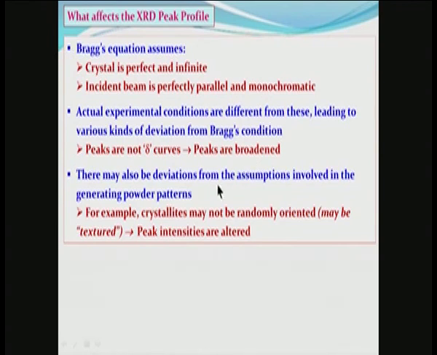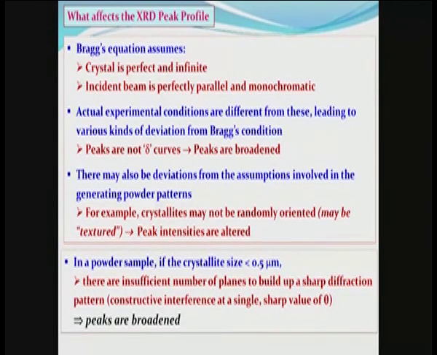There may also be deviations from the assumptions involved in generating the patterns. For example, it is assumed that all the small crystals that comprise a powder sample have random crystallographic orientations among them. In so called texture samples, this condition is not satisfied and therefore, Bragg's conditions are not properly satisfied in these textured samples.